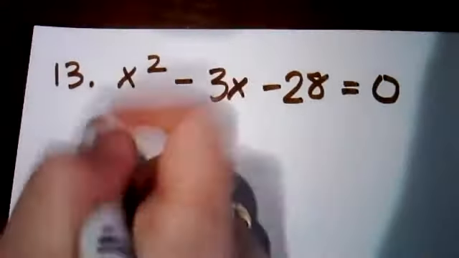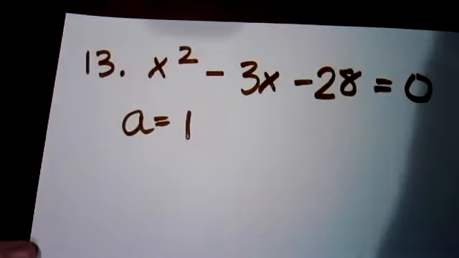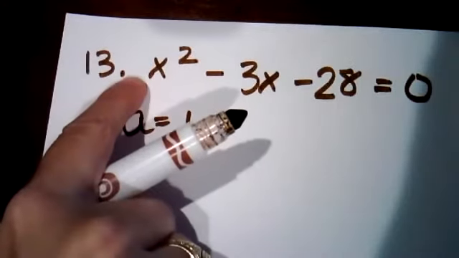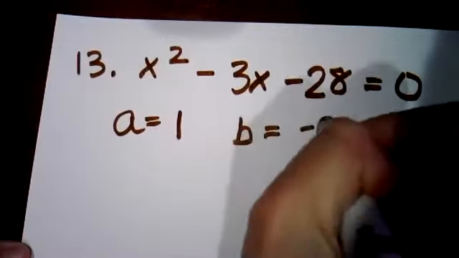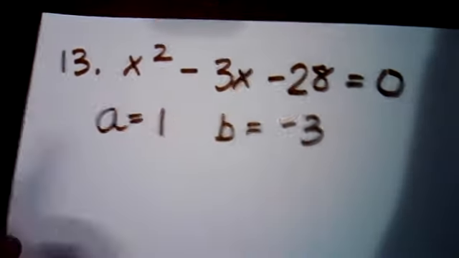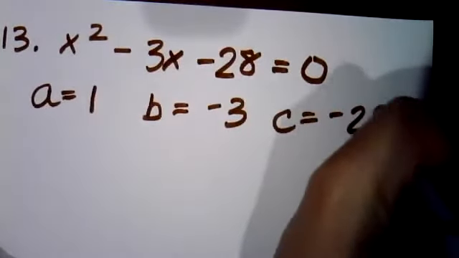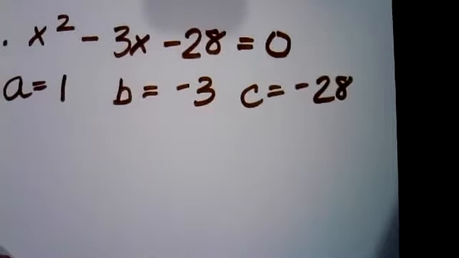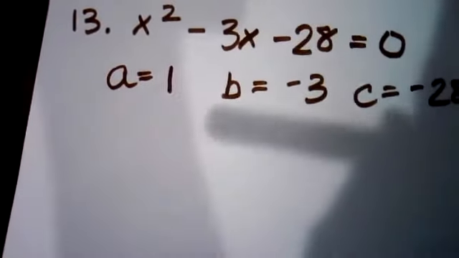So pull everything over to this side before you figure out your A, B, and C. In this case, A is 1. Remember, if there's no number to the left of that variable, the number is 1. B is equal to negative 3. Be careful with your signs. C is equal to negative 28.